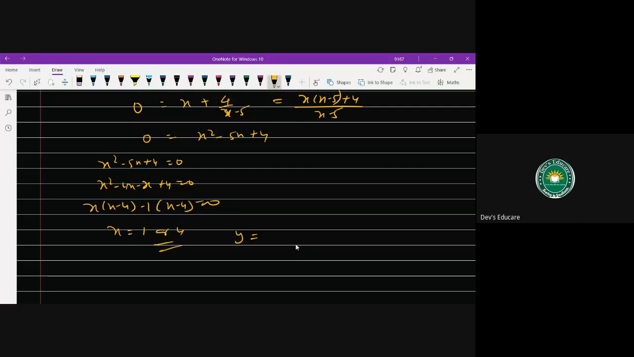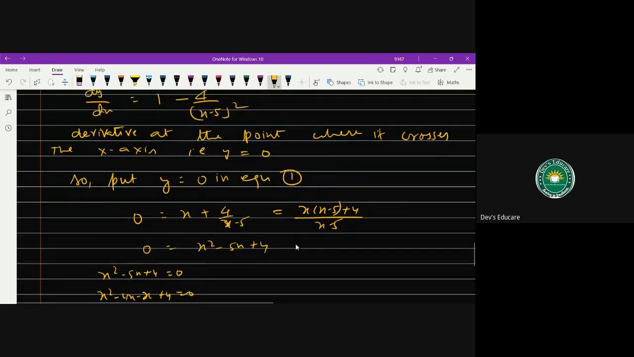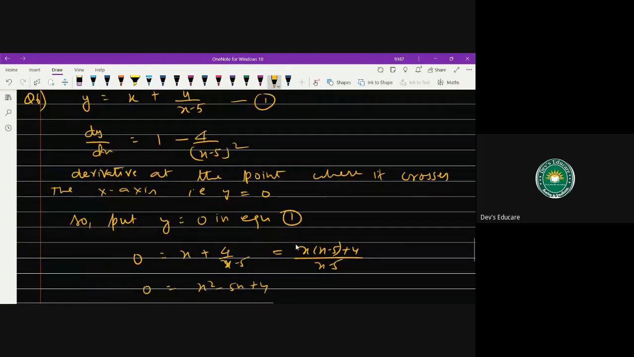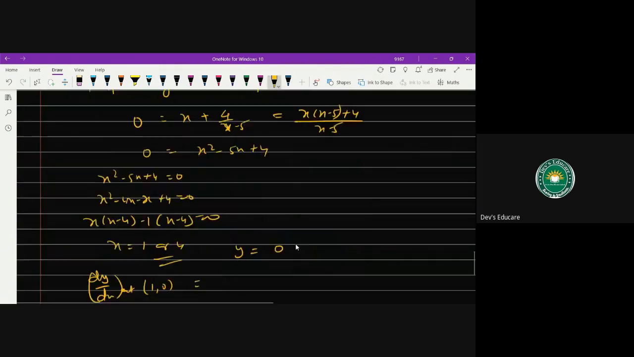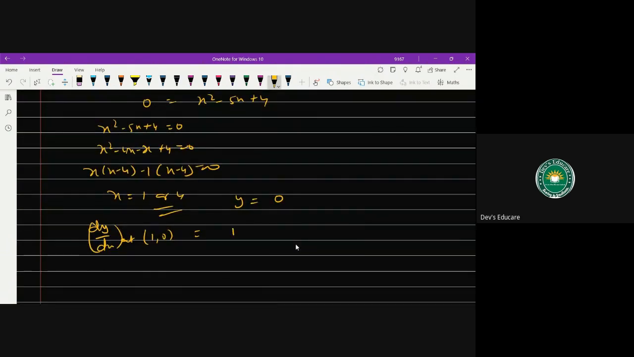y equals 0. Okay, so the point is 1 comma 0. dy by dx at 1 comma 0 equals 1 minus 4 upon 1 minus 5 whole square.